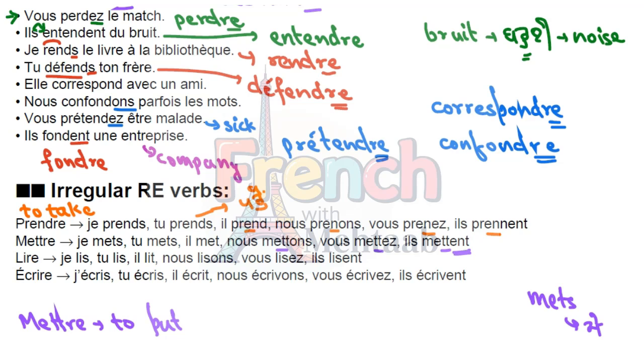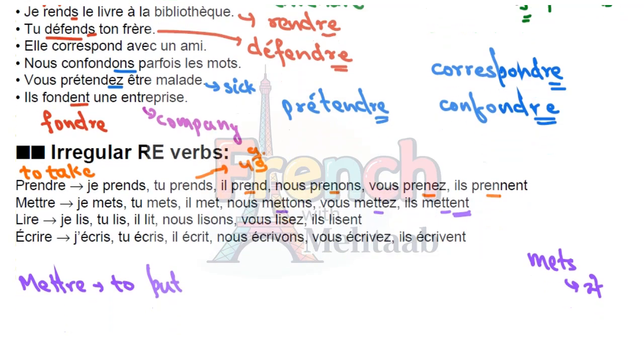The next verb is lire. Lire means to read. When we conjugate it with je, it becomes lis. I read is je lis. Répétez après moi. Je lis. You read is tu lis. Tu lis. He reads, il lit.